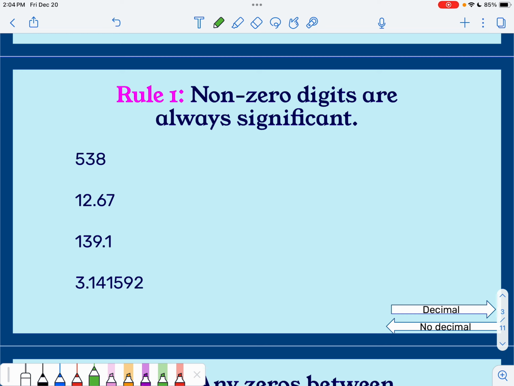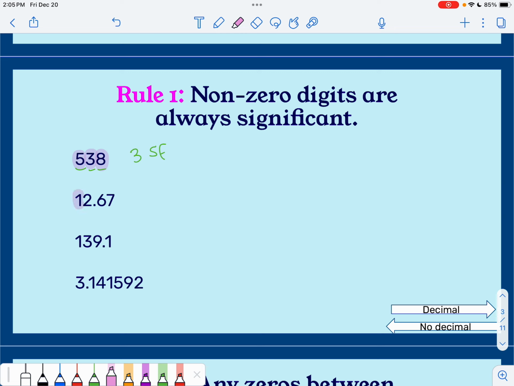What are non-zero digits? Any number that is not 0. So let's look. A 5 is not 0, a 3 is not 0, and an 8 is not 0. So all of these, 1, 2, 3, 3 sig figs, because all of those are not 0 and they are all significant.